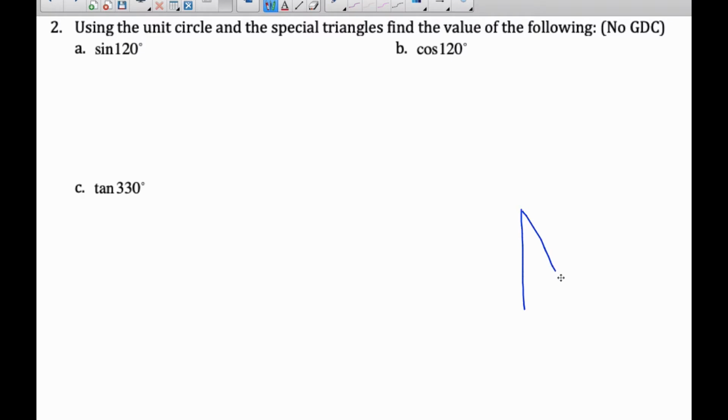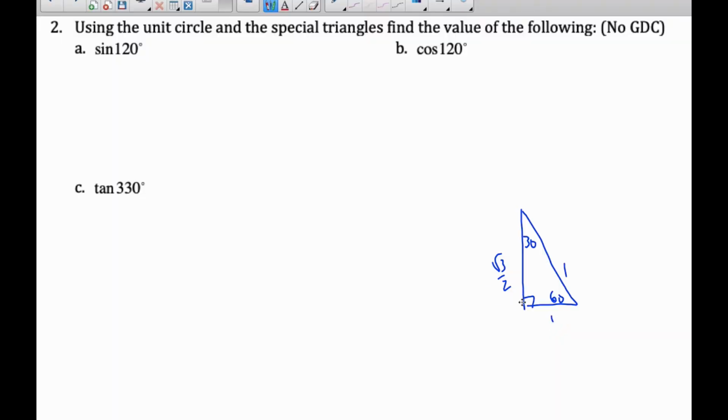Here's my special triangle: here's my 60 degrees, my 1, my 1/2, and my root 3 over 2, and this is 30. So now that I have my special triangle for 30, 60, I also have the other one, which I may not need this time. I know this is 45 and 45, and this is 1, square root 2 over 2 and square root 2 over 2.